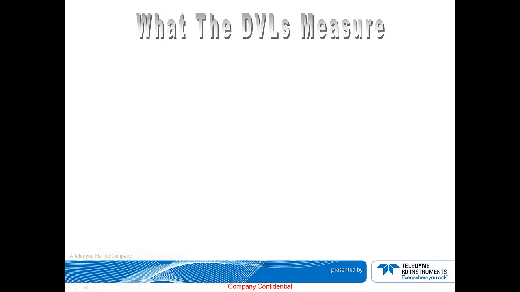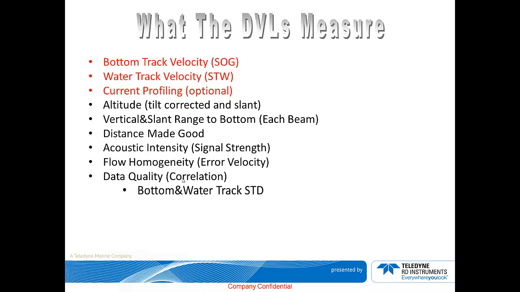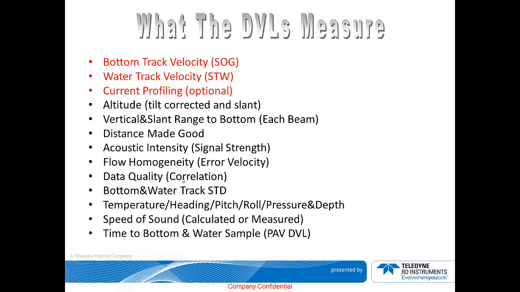Okay, so let's start. In the first session of the DVL webinar series, we learned that our DVL can measure several entities, such as speed over ground and speed through water, and it can also collect current profiles and measure altitude, and many others. Today, we will be focusing our discussion on three items. Number one, bottom tracking or speed over ground. Number two, water tracking or speed through water. And number three, current profiling.